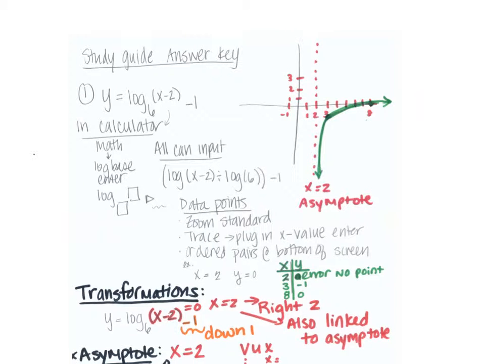So for number 1, when we're looking at log base 6 of x minus 2 minus 1, notice I moved the negative 1 off to the right. If you want to put it in your calculator, you have to do log of x minus 2 divided by log 6. Be careful with your parentheses sets, minus 1 on the outside. It could say error if you mess up parentheses.